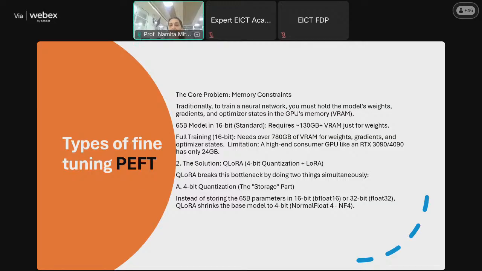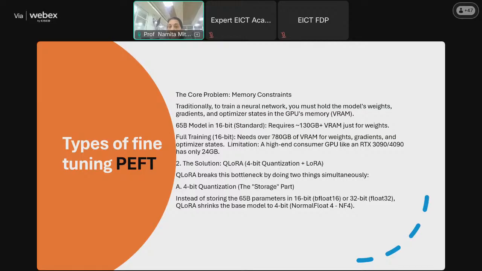Now the question is, what is the core problem with that? Why is it not that successful? Of course, everything has some advantages and may have some challenges. The core problem is the memory constraint. Memory is nothing but cost, and not everyone has that kind of memory. Traditionally, to train a neural network, we must hold the model's weights, biases, gradients, and optimizer states in GPU memory. Everything is kept in VRAM, so we need a big RAM to keep all these weights, gradients, and optimizer states.